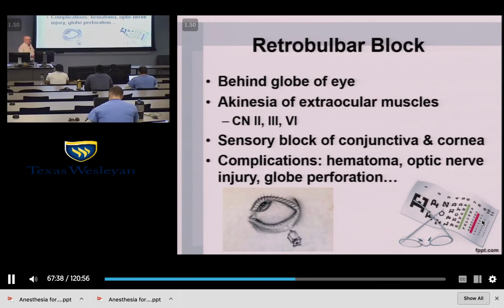Be aware also, one thing I didn't include in the complications is that with this block, there is a risk of globe puncture. There's risk of globe puncture with this one, whereas with the peribulbar block, there is no risk of globe puncture.